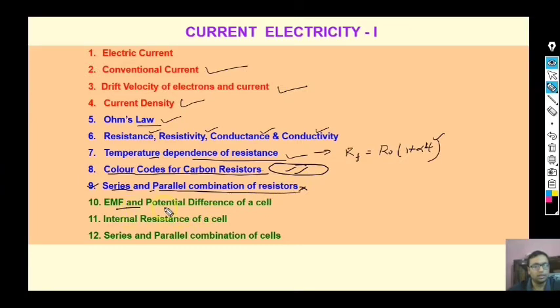Then the next thing is EMF and potential difference of a cell. After that, internal resistance of a cell. In this you will learn a qualitative idea only, as mentioned in your syllabus. Then series and parallel combination of cells, in which two cells are connected in series and then both cells are again connected in parallel. This one is for parallel and this one is for series. Such things you will learn.